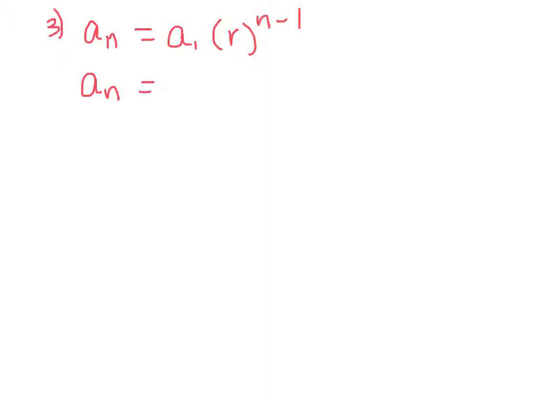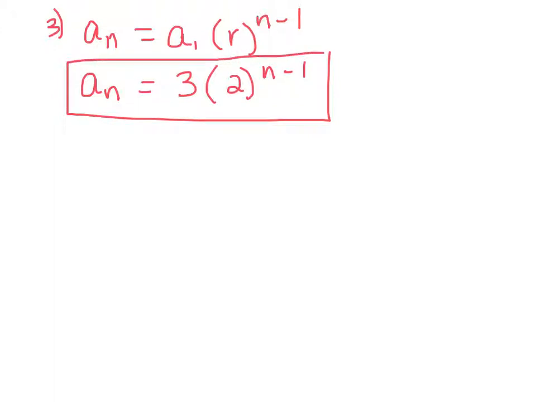And we do have that our a sub 1 is 3, so we write 3, and they gave us our r, and our r is 2, and then we say to the n minus 1 power. So that is the formula for the nth term. Okay, so nothing fancy with that one. I'd also like to take a look at number 5 in that packet.